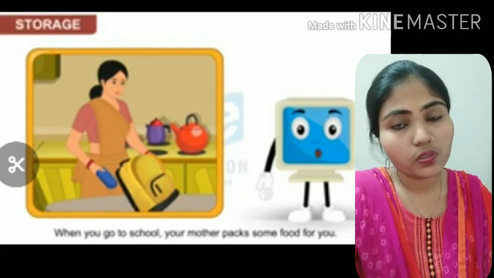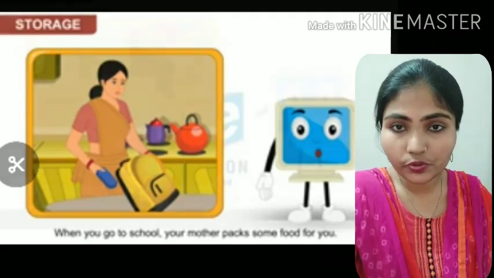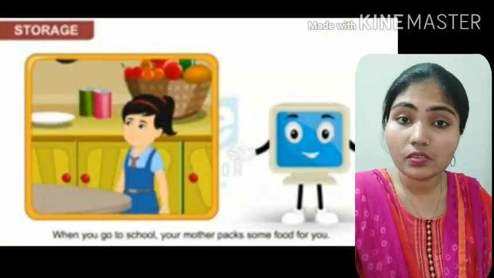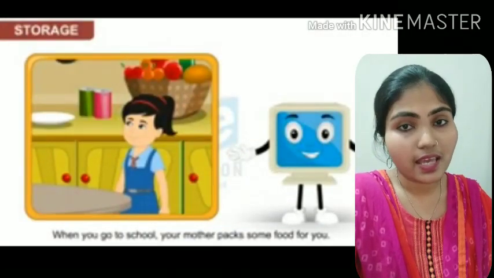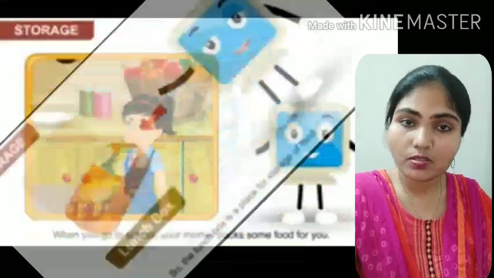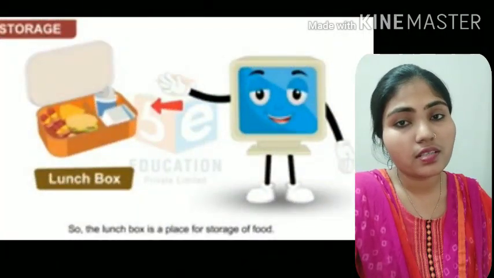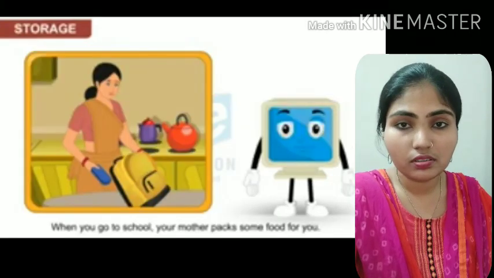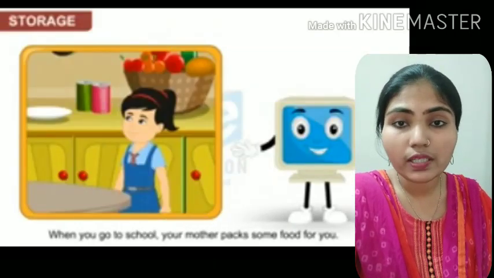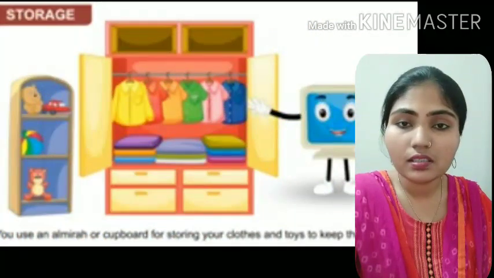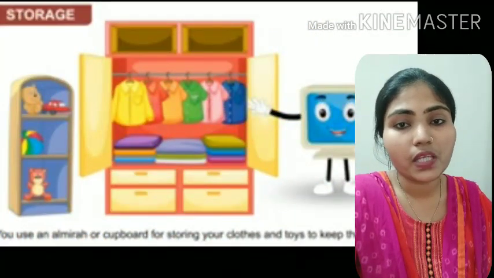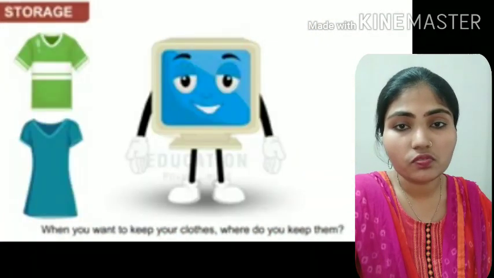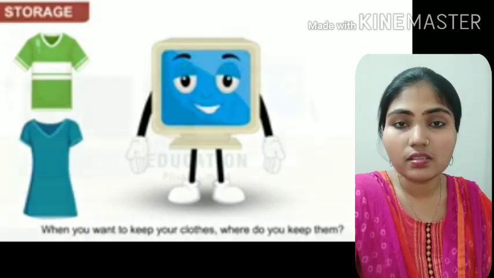When you go to school, your mother packs food for you. Where does she keep the food? Yes, in the lunch box. So the lunch box is a storage place for food. You use an almirah for storing your clothes to keep them safe. So almirah is a storage place for your clothes.